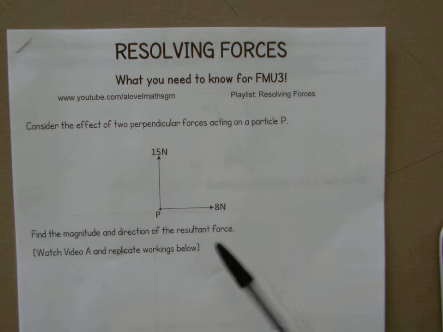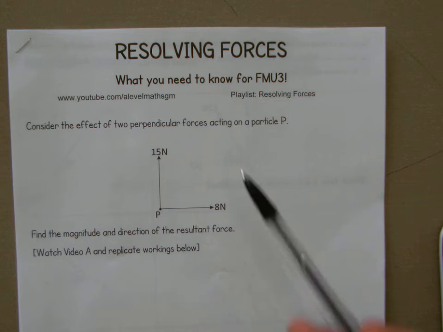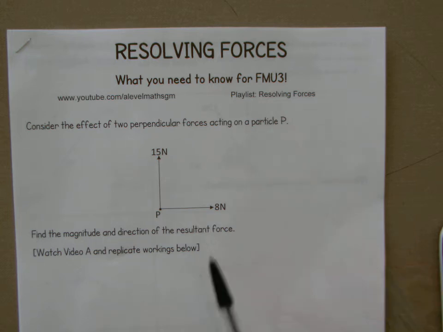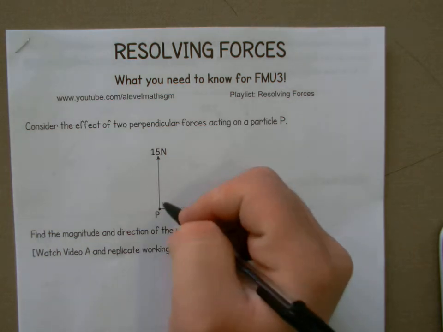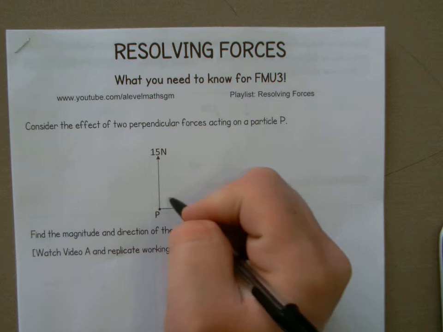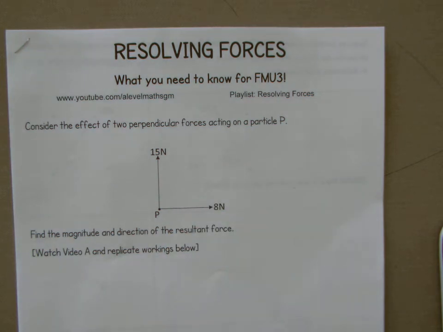So consider the effect of two perpendicular forces acting on a particle P. You can see these two forces here, and they are perpendicular because this here is a right angle, yeah? 90 degrees, so they're going in perpendicular directions, right angle to each other, in other words. So you've got these two forces, one pulling horizontally and one pulling vertically. So what's the overall effect?